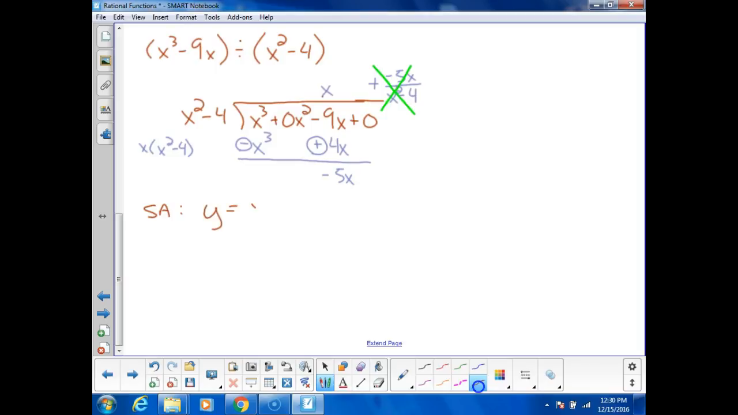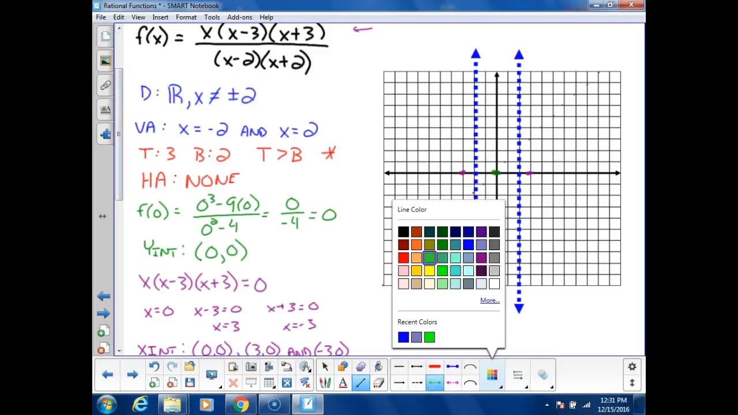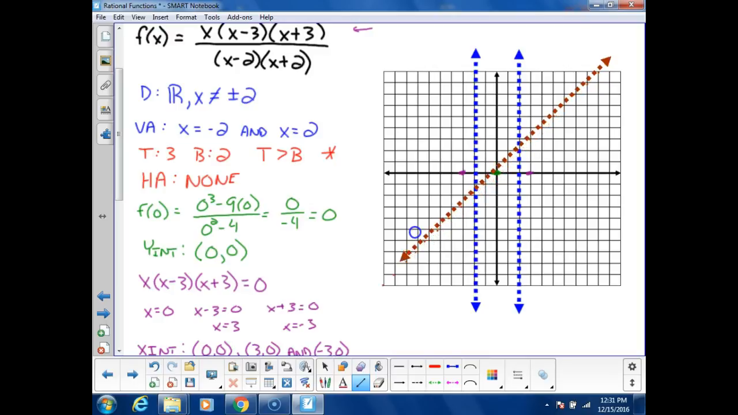Slant asymptotes, or asymptotes in general, are lines, so we have to give them as equations of lines. A lot of people yesterday in the formative gave me x plus 1 as the slant asymptote. That's not a line. So how do I graph y equals x? The y-intercept is 0, slope is 1, so I go up 1 and right 1, or down 1 and left 1. What was the slant asymptote by the formative? Y equals x plus 1.